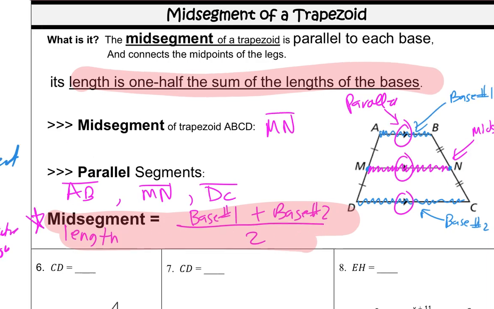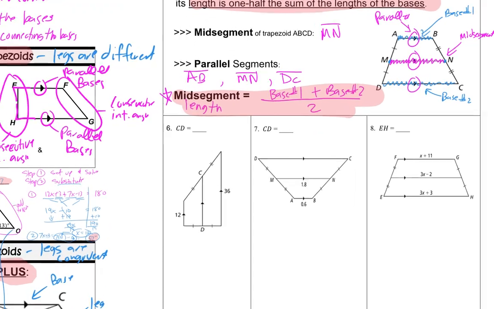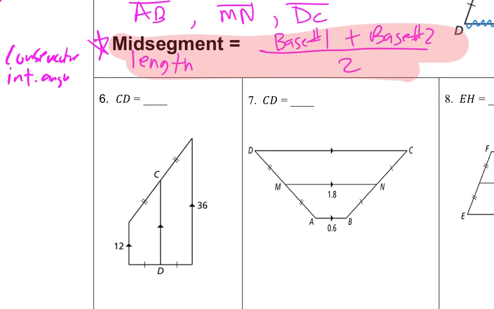All right, so keeping that in mind, let's get right into some practice. Let's take a look at this one right over here. It wants us to find the length of CD. CD is this right over here. Well, what do we know? If this is parallel with that, we can say that's base number 1, then this one is base number 2.